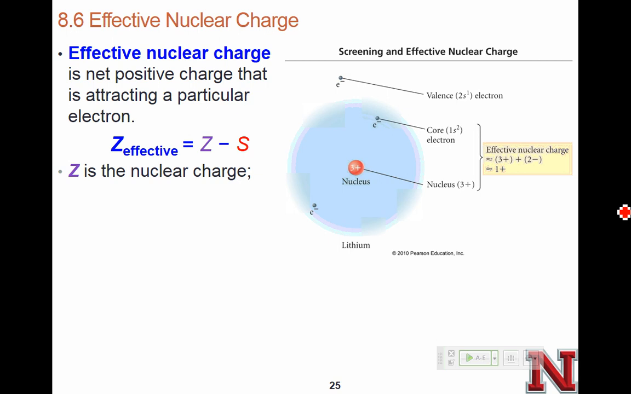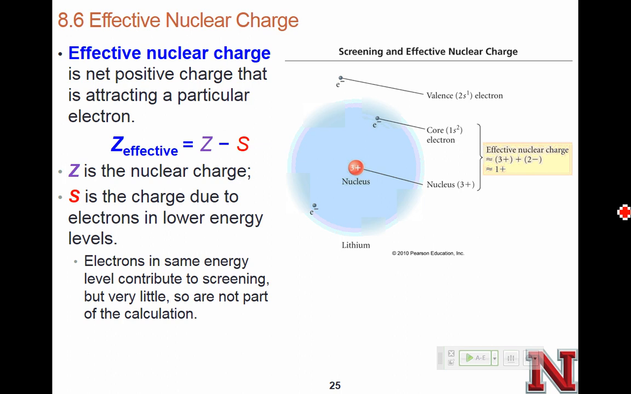We're talking about carbon, that's going to be +6. So it depends on what we're talking about. Then S is the charge due to the electrons in the lower energy level. So what we see is we have those 2 core electrons here. So this electron is only getting a net charge of 3 plus minus those 2 electrons, so 2 minus. So it's only getting a net charge of +1. So it's not getting the full nuclear charge. So that's all that's saying.